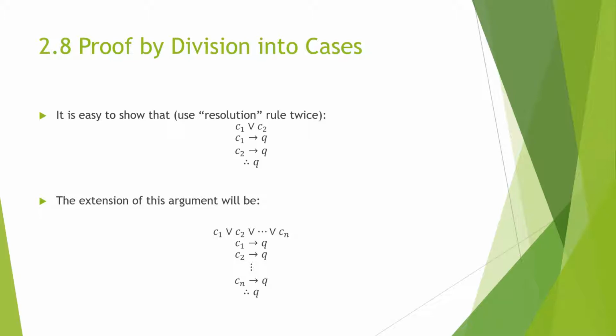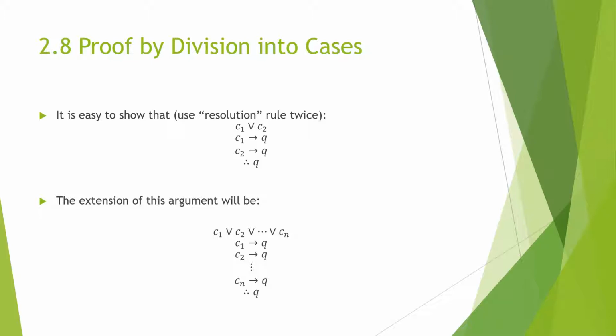Let's first take a look at this argument and see what it claims. It says if there are two cases, either C1 or C2, and each case implies Q, C1 implies Q and C2 implies Q, therefore Q must be true in all cases. So it's a very obvious rule.